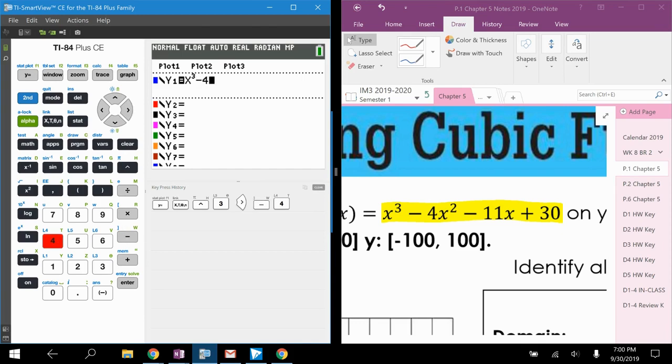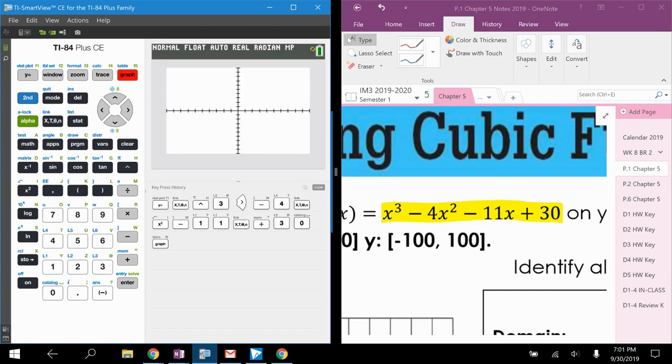Minus 4x squared, minus 11x, plus 30. Okay, so again, we want to type that whole thing that we have on our notes into the y equals. Okay, now go ahead and press graph so we can kind of get an idea of what it looks like.